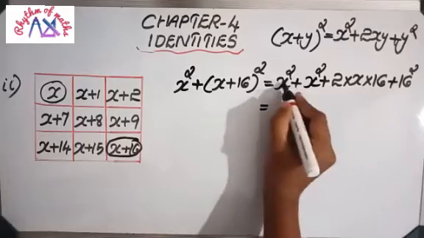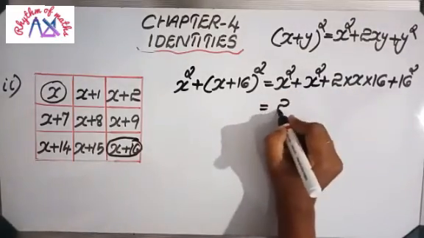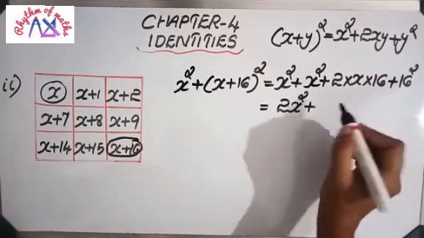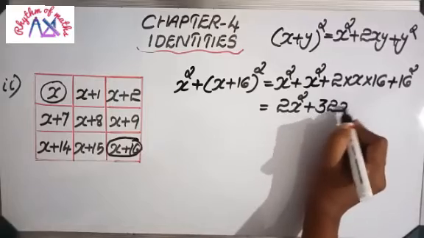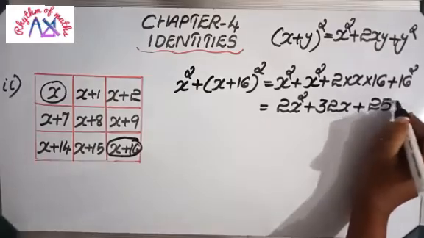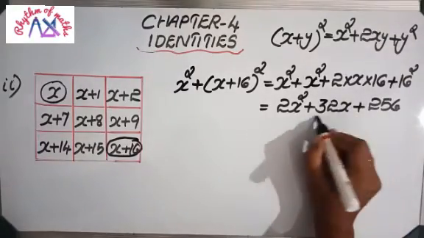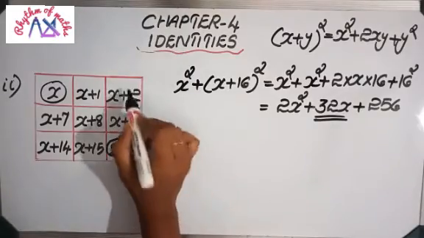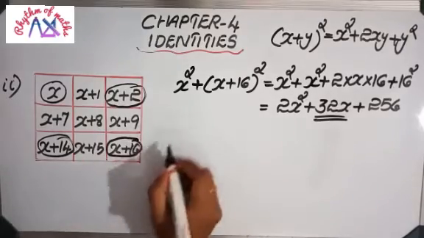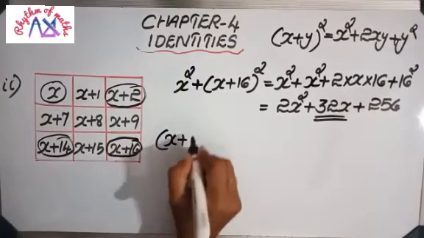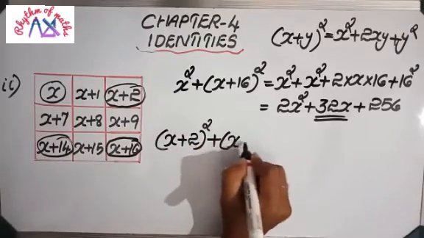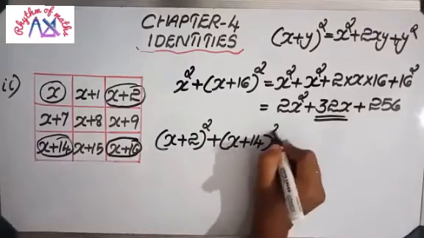Now let's simplify. X square plus x square, so total 2x square plus 2 into 16. 2 into 16 is 32, so 32x plus 16 square. 16 square answer is 256. 16 into 16 is 256. So we got the first answer. Now second diagonal numbers are x plus 2 and x plus 14. So let's do that. So first is x plus 2 whole square plus next is x plus 14 whole square.